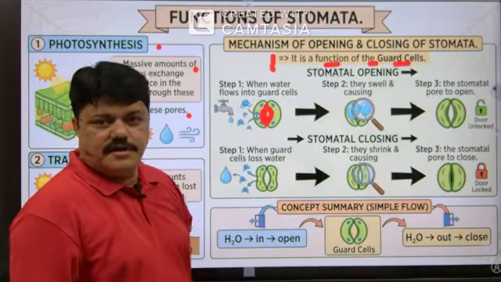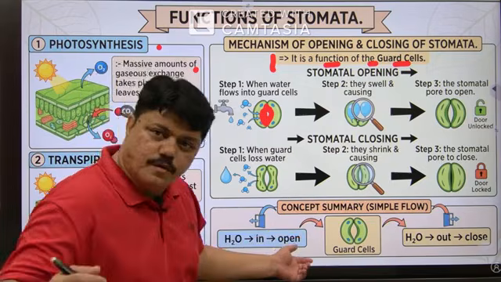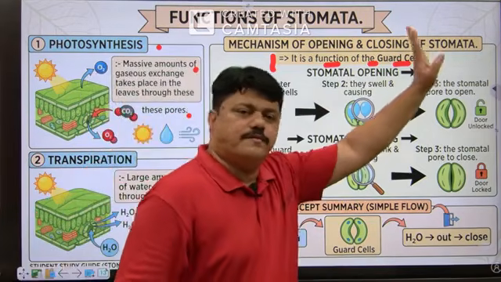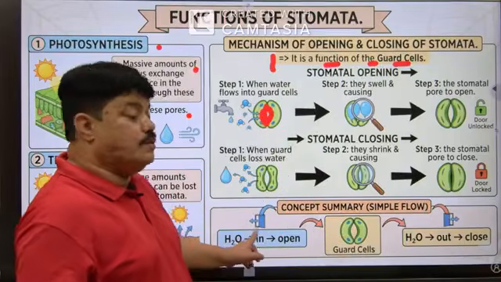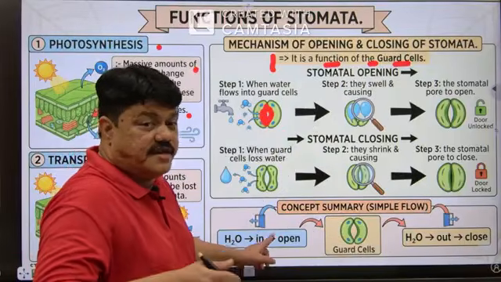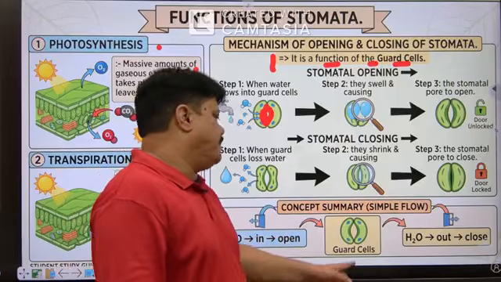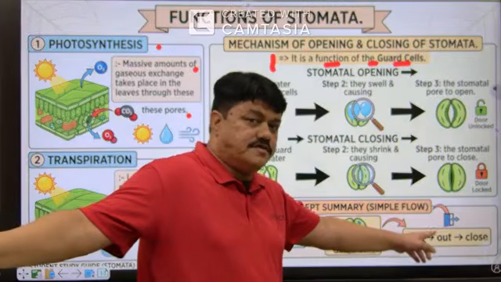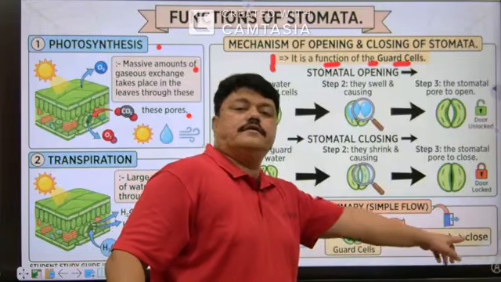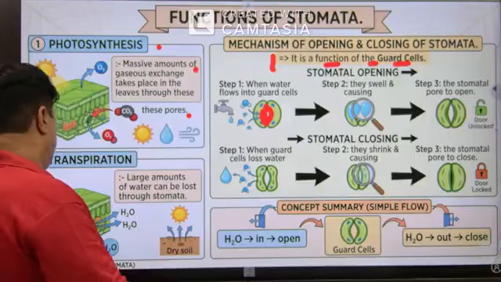We can easily summarize: if somebody comes in, we have to open the door. If someone goes out, we close the door. So when H2O comes into guard cells, stomata will open, and when H2O goes out, or the guard cell loses water, then the stomatal pore is closed. Simple.